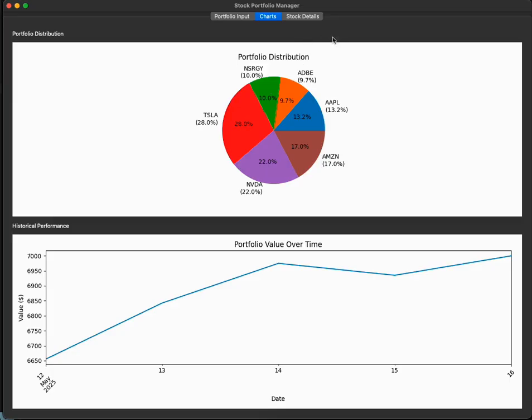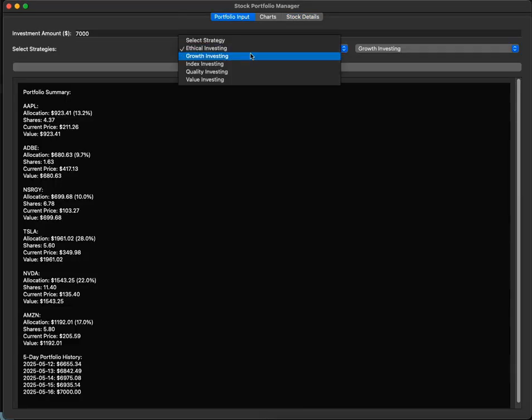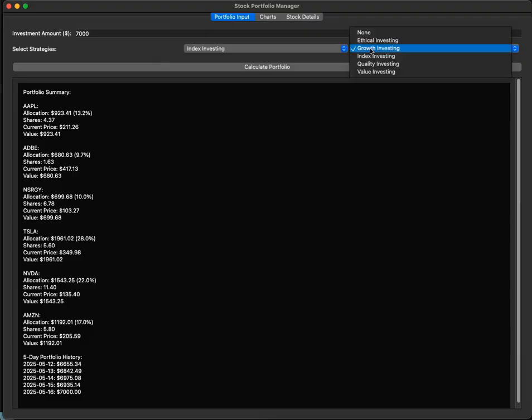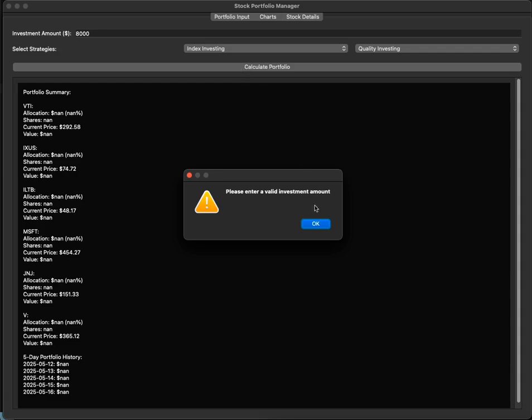Test case 4: Index plus value investing at $8,000. This test case aimed to see how the app scales towards higher investment amounts. The system handles $8,000 cleanly, splitting it into a well-balanced allocation. For example, BRKB took 23% at 3.58 shares. Pie chart segments and performance trend matched realistic stock fluctuations.